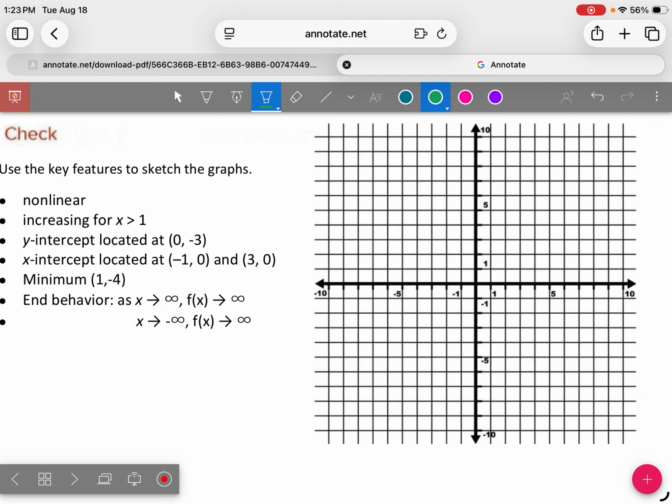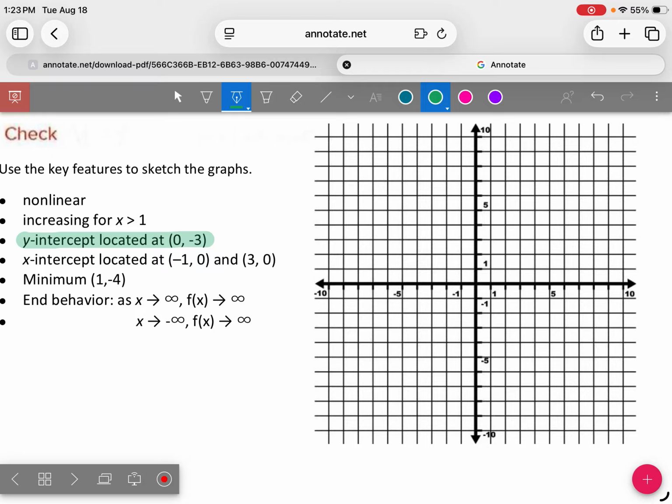We have that it's nonlinear, so all that means is I don't need a ruler. The increasing thing, you can use it if you want to, but I'm going to start with everything else first. I'm only going to use the increasing or decreasing if I really, really have to, because it's a little weird. But I have a y-intercept located at (0, -3).